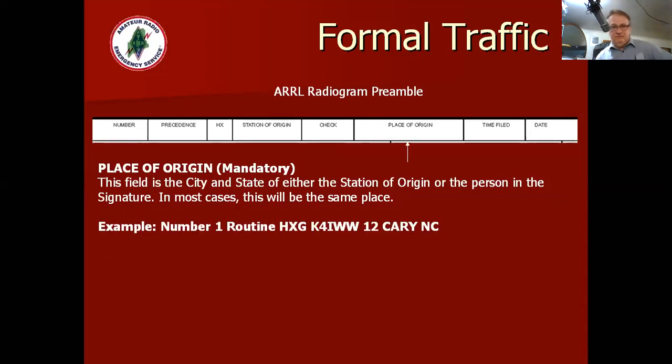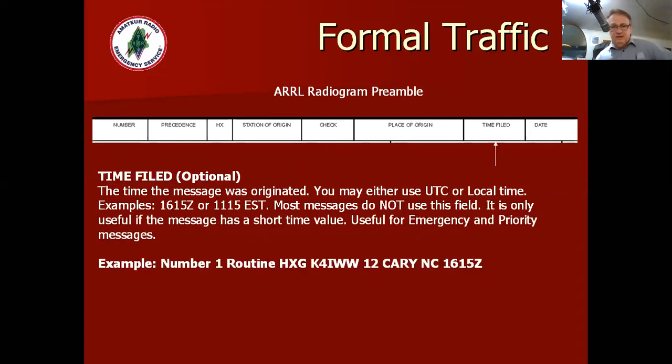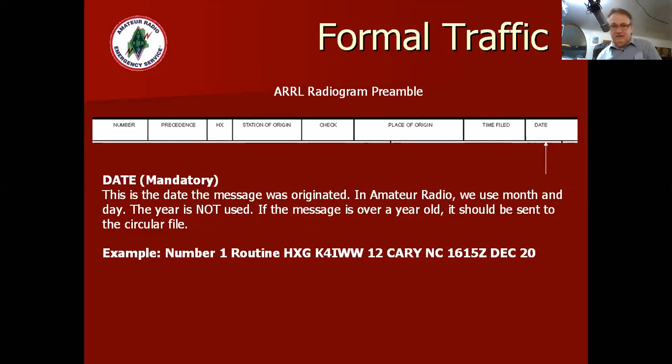Place of origin field is for city, state, and the station of the originating station or the person in the signature. In most cases, it will be the same thing. And the time field, and that's in Zulu time, or you have to label it as Eastern Standard Time, whatever you're using, you can use either. I like to use UTC because it's the same everywhere. And the date, you've got to have the date. The year is not used. We use the month and day. The year is not used.